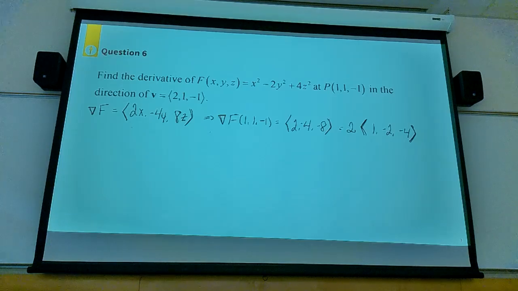Oh, that's nice, they already gave us the direction. But is that unit? So I have to make it unit, which is simple. Oh, look at that, that's root 6 again for the length, isn't it?